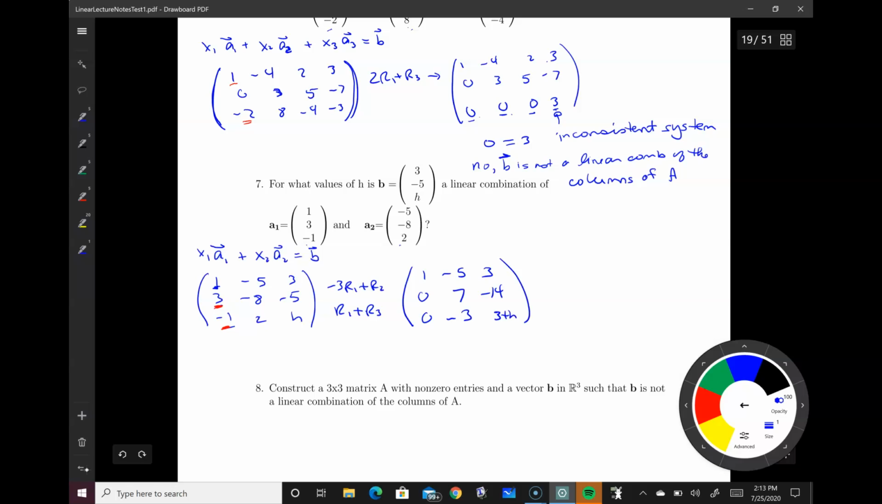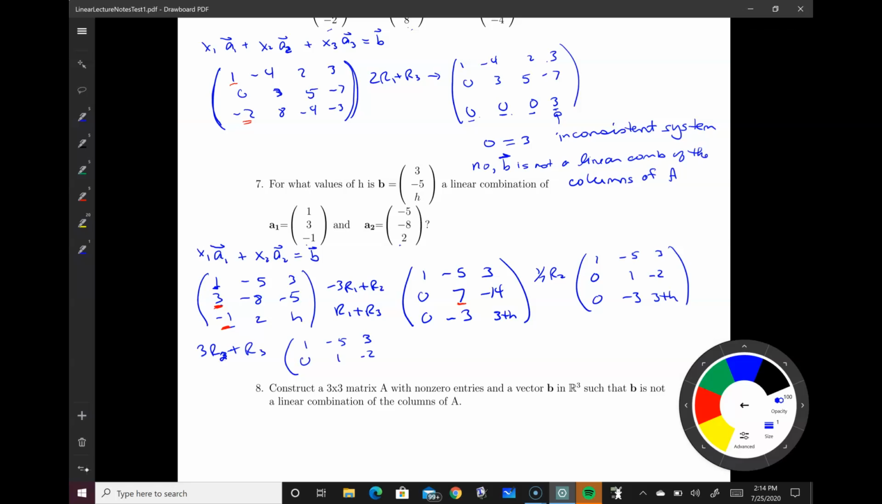All right, next I want to get a 1 here. So I'm going to multiply 1/7 times row 2: 0, 1, -2. And I'm going to keep this last row the same. Then I'm going to multiply row 2 by 3, and add it to row 3. I did everything backwards there, wrote it backwards. So this first row stays the same, and then I get 0, 1, negative, that stays the same. And then when I add, I get 0, 0, h minus 3.